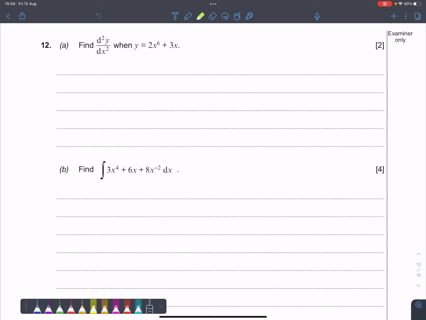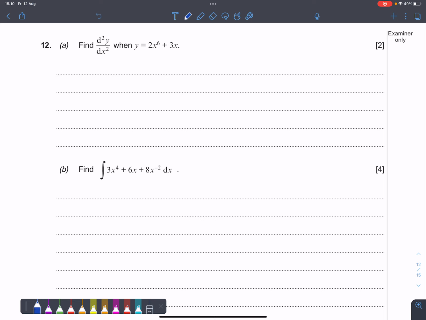Okay, in this video we're going to be looking at question 12 from the WJEC Additional Maths paper from June 2014. So this is a differentiation question to start off with, finding the second derivative of this expression. That means we're going to have to differentiate it twice.